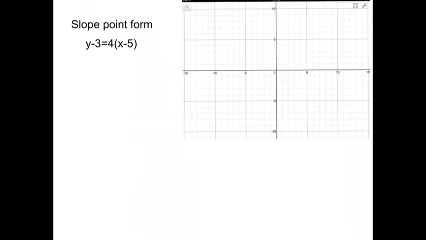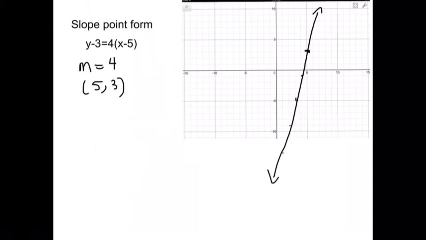All right, let's look at slope point form. We have the equation y minus 3 equals 4 times x minus 5. So let's see what information we are given. We know we have a slope of 4 and we have an original point of 5, 3. And let's quickly see if I can get that on here. So that's 5, 3, or as close as I can get. And I'm just going to go backwards 4, 1 instead of up and over 4, 1. I run out of graph, but you can see that our y-intercept is somewhere down here.